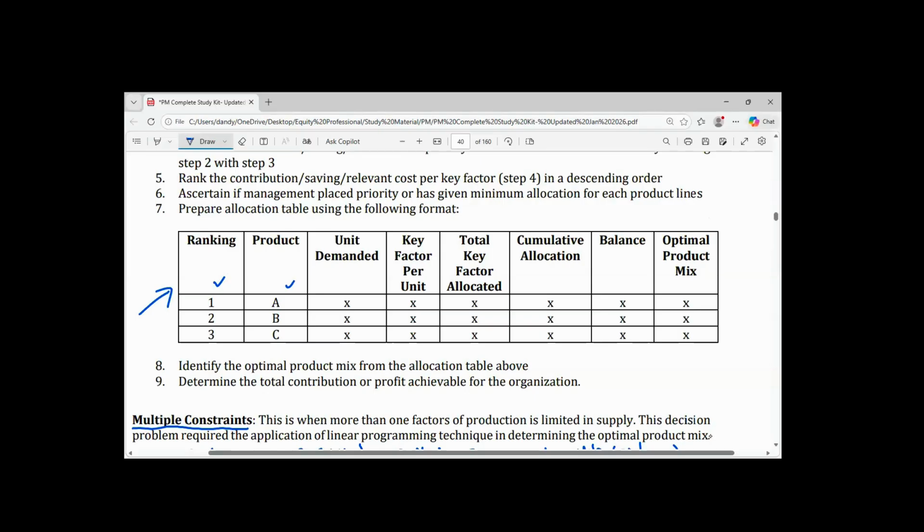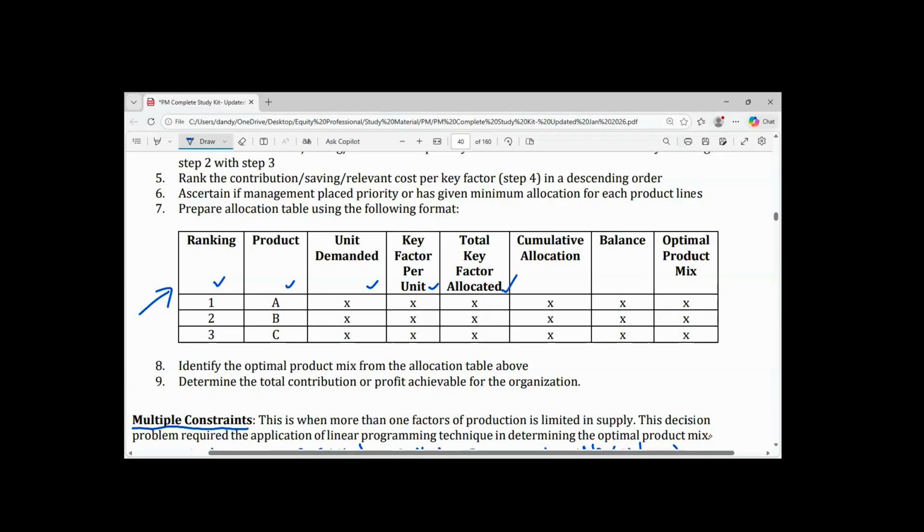Then, based on the ranking, you are going to indicate the products. The unit demanded for each of the products, you indicate it. Then the key factor per unit that you have determined in step 1, you also indicate it in the column. Then you need to determine the total key factor. The total key factor will then be the unit of each product multiplied by the key factor per unit. So that will give you the total key factor allocated.